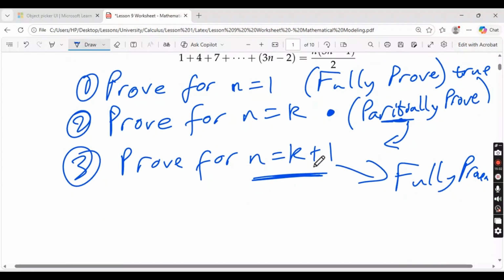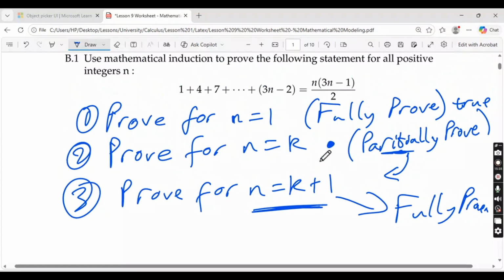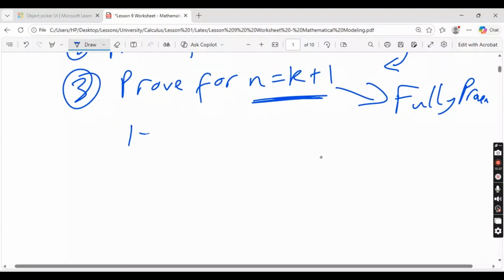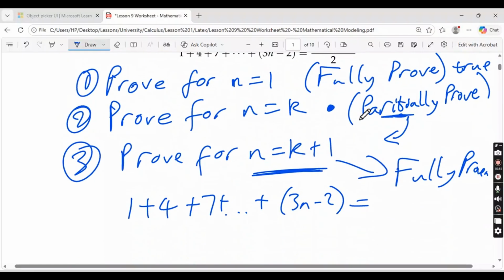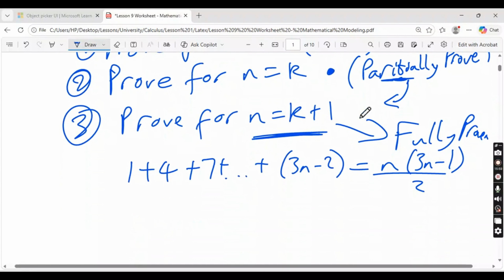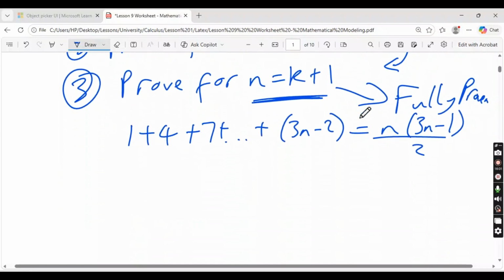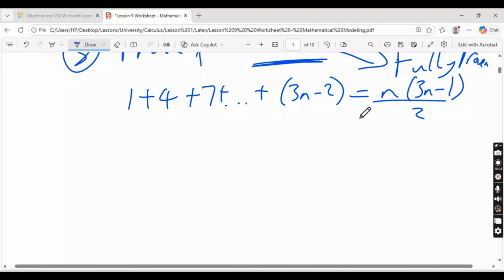So we have 1 plus 4 plus 7 dot dot dot plus 3n minus 2 is equal to n over 3n minus 1 over 2. Okay, so now we have to prove. What is the first step? It's proving for n equals 1.